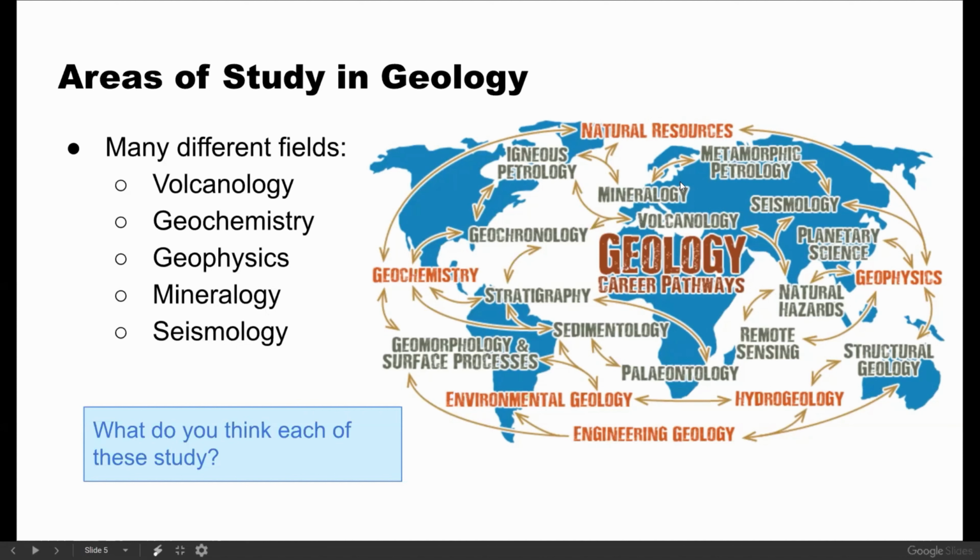There's also all of these other career paths: petrology, planetary science, natural hazards, remote sensing, structural geology, hydrology, engineering, environmental, all of these different career paths and areas to study in geology.